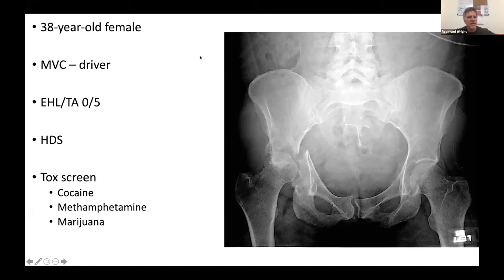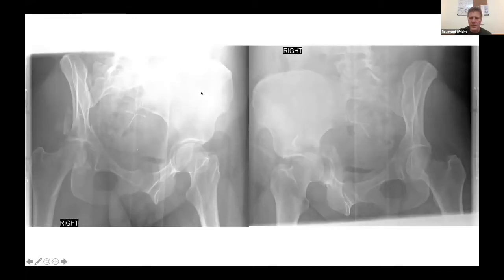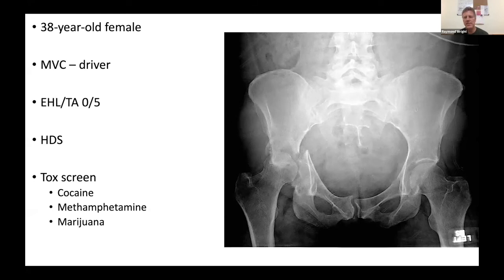I just have a single case of a 38-year-old woman that I took care of a little under a decade ago, and she was a driver in a motor vehicle collision. She came in with EHL and tibialis anterior firing 0 out of 5, and she was hemodynamically stable and was, by laboratory accounts, a victim of polysubstance abuse. And this is her AP pelvic radiograph that you see on the right side.